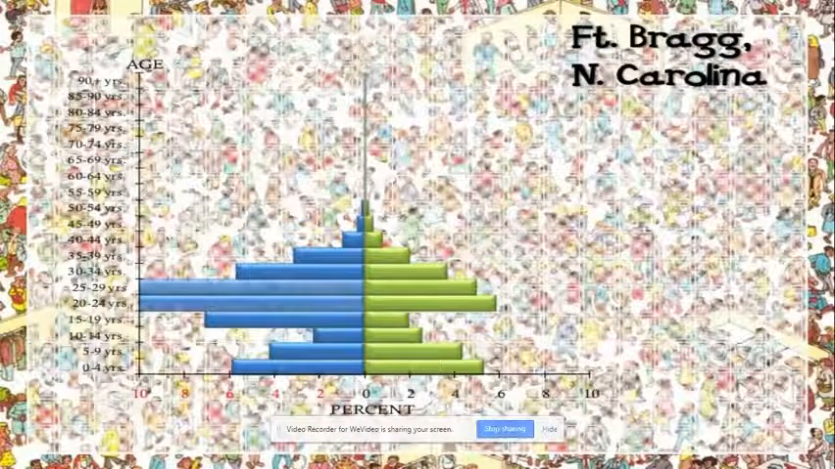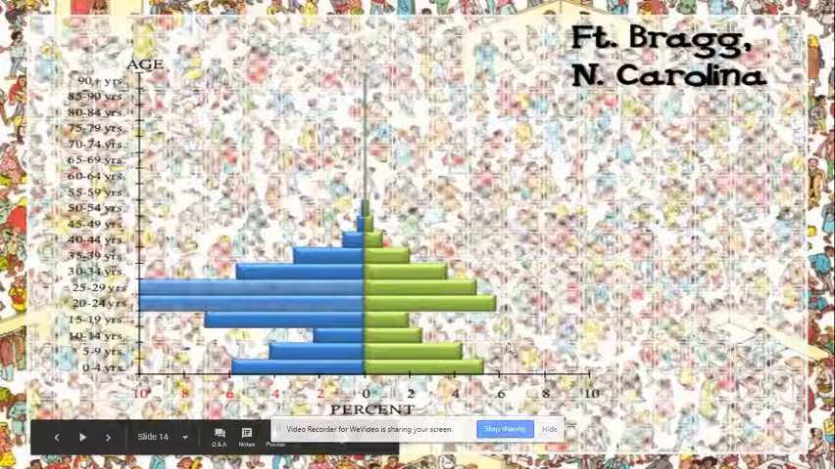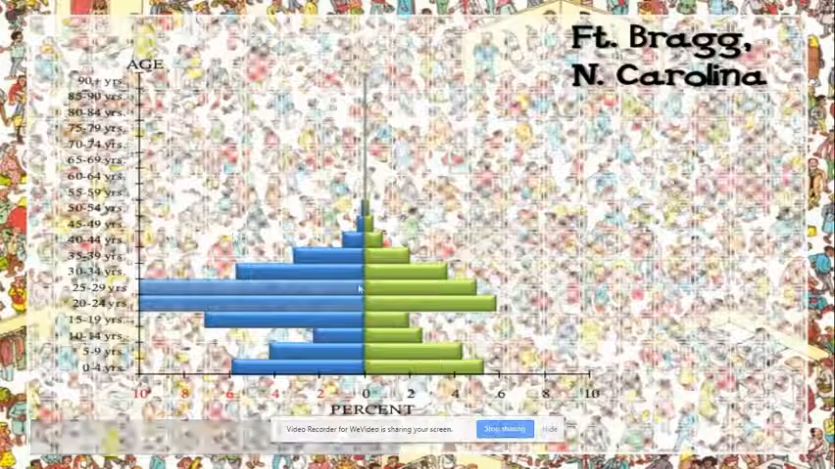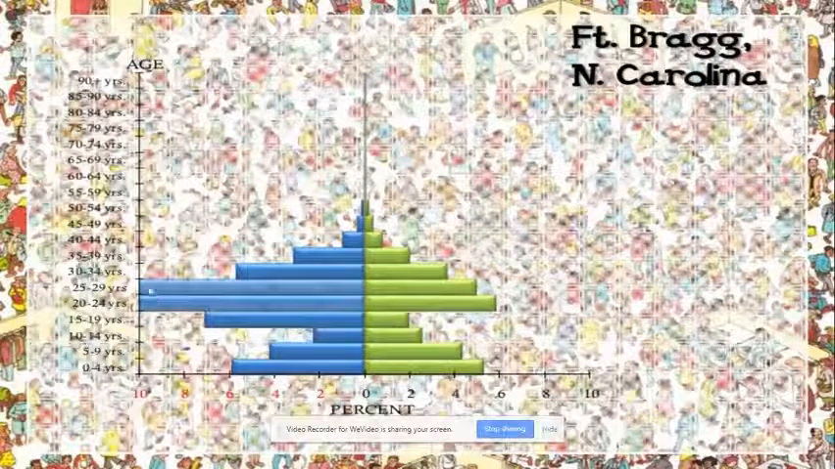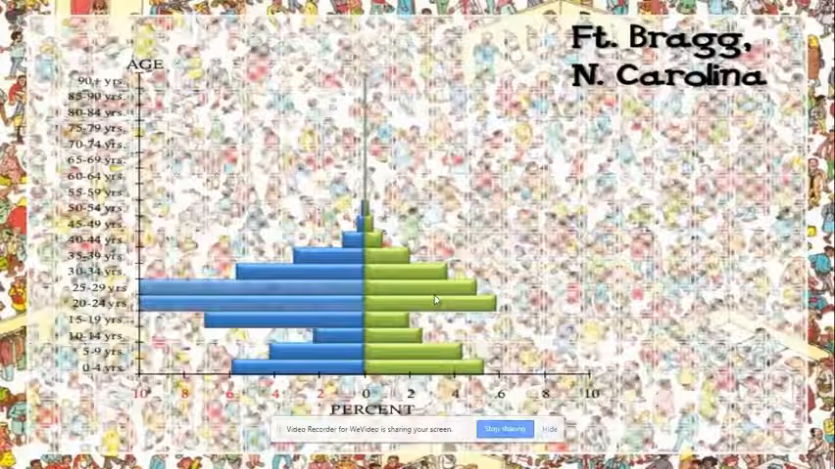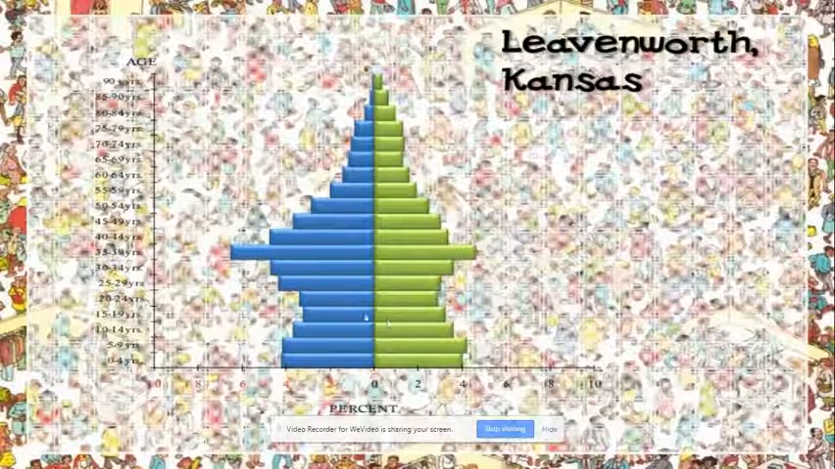Fort Bragg, North Carolina, you might have heard of. This is a military base. So you see a really large population of males in particular in this age group, although a higher population of females here than you do earlier on. Leavenworth, Kansas, this is a home of a famous prison. So you see the inmate population here.